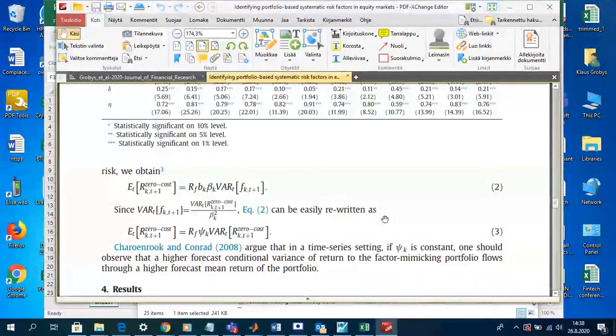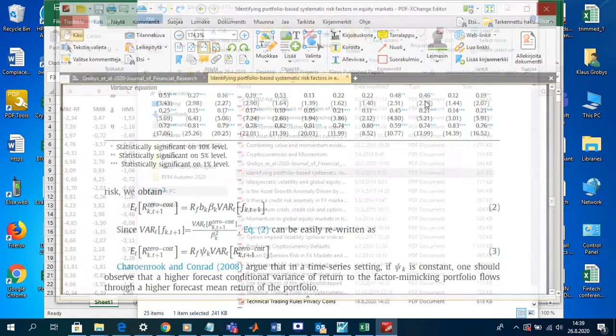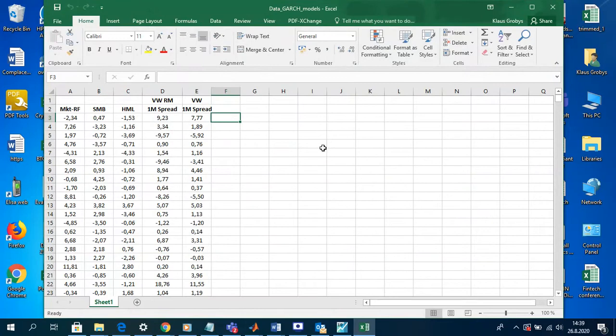Yeah, that's the theoretical derivation, and of course the idea comes from the paper by Sharon-Rook and Conrad, the 2008 paper. So now let's go back. This is the data file. It's called data_garch_models. It's an Excel file that I will also provide you.